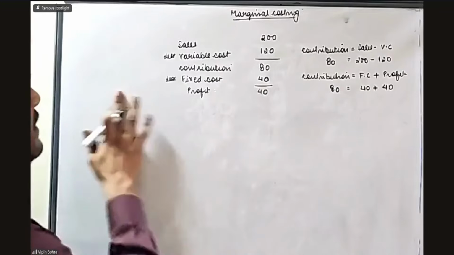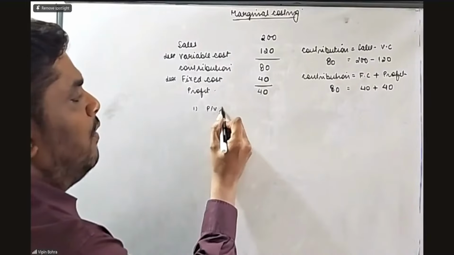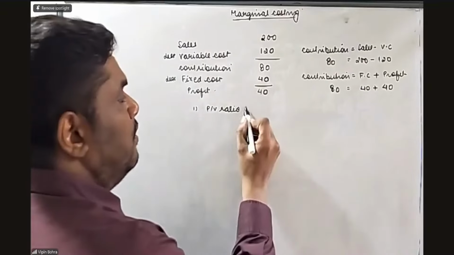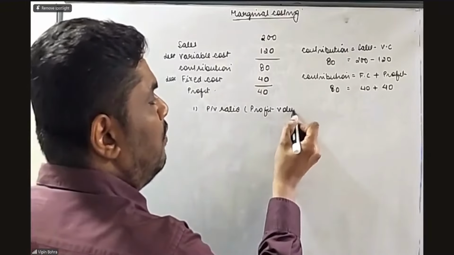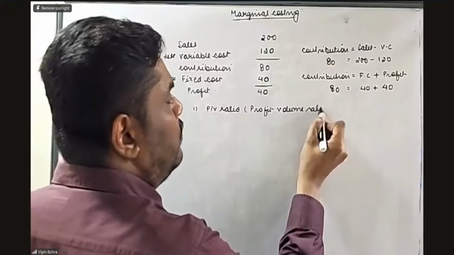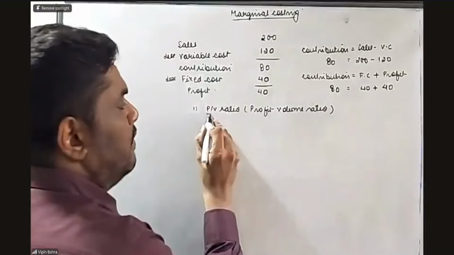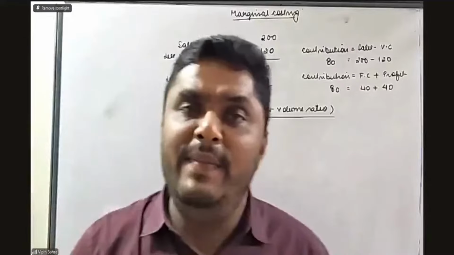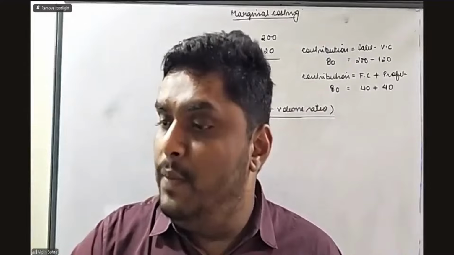The first question the examiner generally asks is the PV ratio. PV ratio is profit volume ratio.